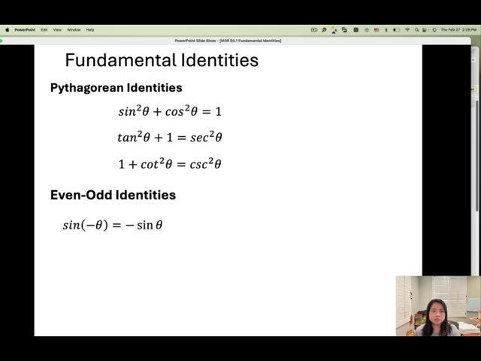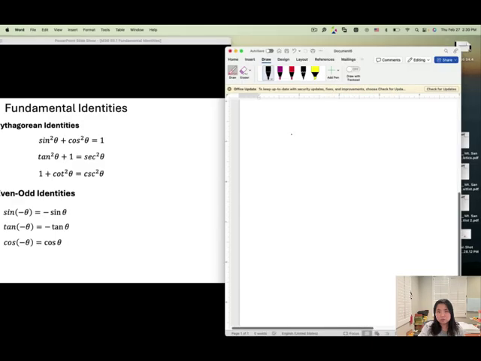And then even and odd identities. We have sine negative theta equals negative sine theta. I'll show you how we get this one also. Remember we have quadrants 1, 2, 3, and 4, right? And that's a CAST diagram. Remember that cosine is positive here. All of the trigonometric functions are positive in quadrant 1. And this is going to be sine here and tangent here.